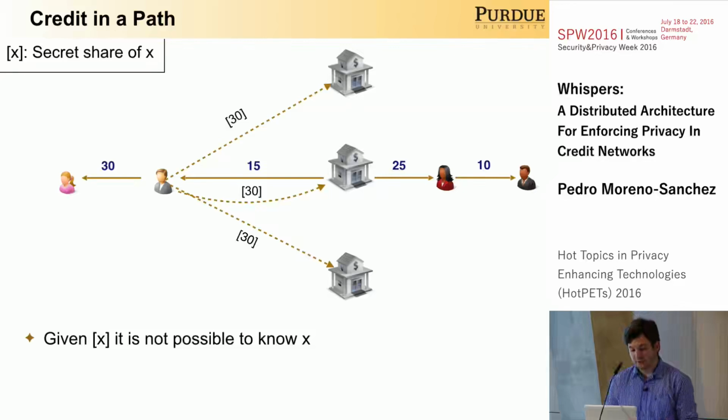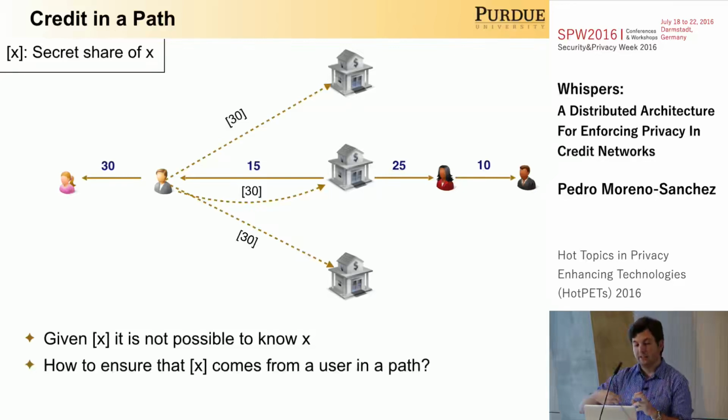However, this is not the end of the story. So imagine that the landmark is actually receiving several of these shares. How can the landmark ensure that the share comes from a user that is in the path from the sender to the receiver?